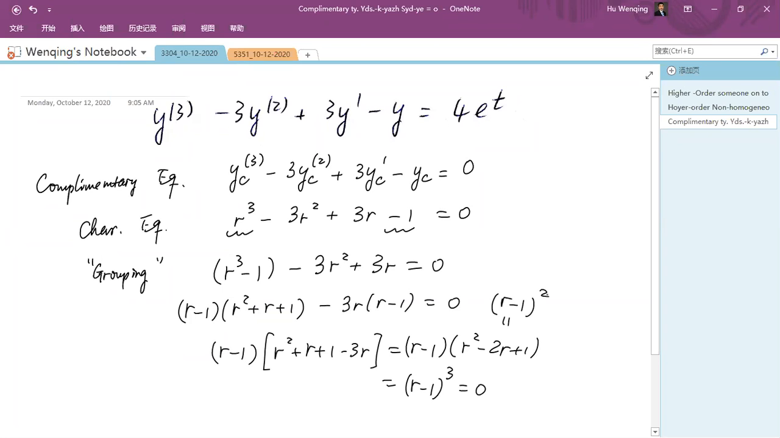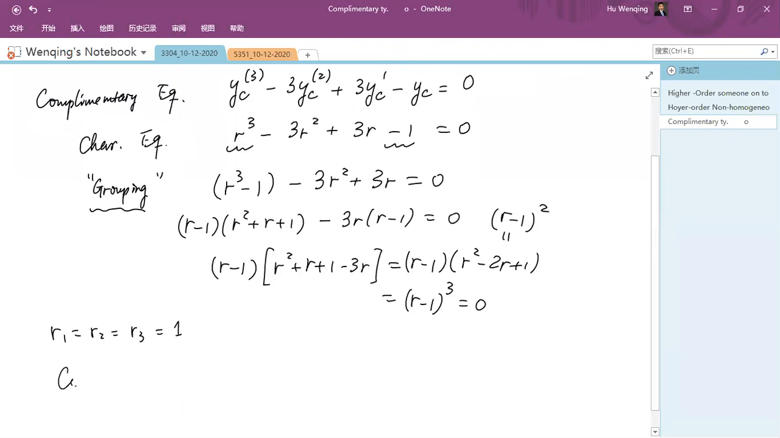Is that good, family? This is the example that we talked about in our last lecture, just a repetition to show you that grouping is sometimes a very important technique. As long as you have this, it means that all the roots are 1. So r1 is equal to r2 is equal to r3 is equal to 1.